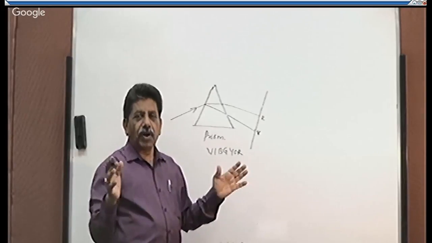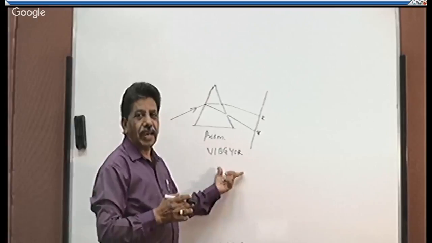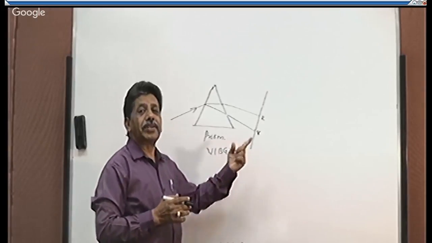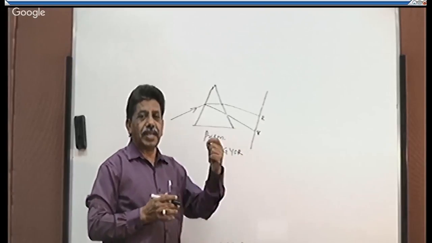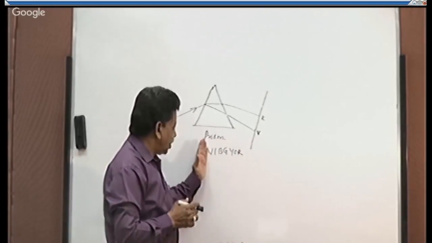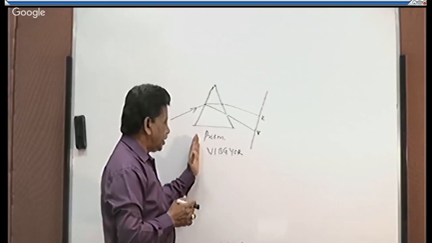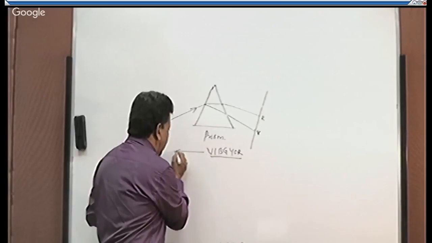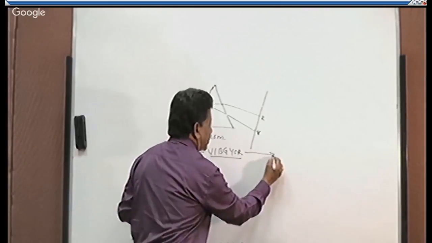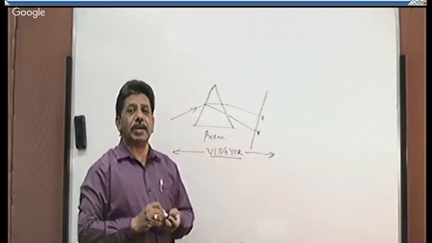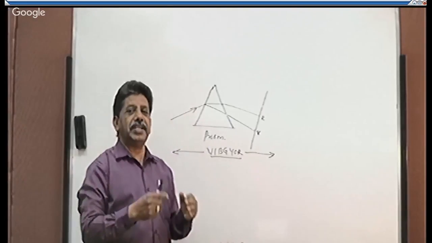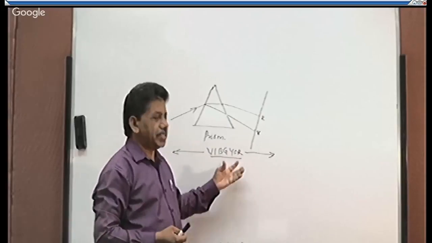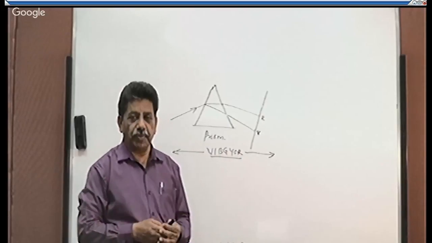Overall, all these radiations, I can say, are a very small part of the entire electromagnetic radiation. So what is an electromagnetic radiation? On either side of this visible light, we have other radiations. How the radiations are arranged, how they are classified, what their properties are, how they are formed, all those things we are going to study now.